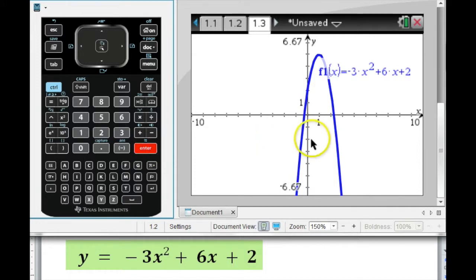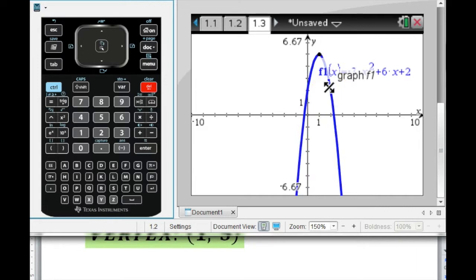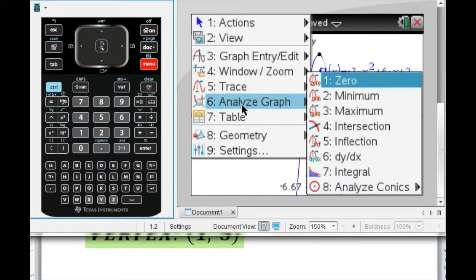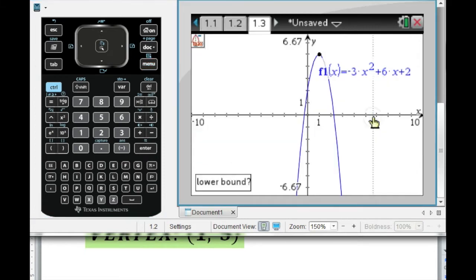And we're going to look at this graph now, and we want to try to find the vertex. And the vertex is either the highest or the lowest point. In this case, it would be the highest point because this graph is a frowny face. This opens down. So we're looking for the highest point. The way we'll do that on the calculator is by looking for the maximum, the very maximum point on this graph. So we'll go to our menu button, and this drops down a menu for us. We want to go to Analyze Graph. And we're looking for the maximum, because this one is a frowny face. If this one were a smiley face, we'd be looking for the minimum. Now down here in the lower left-hand corner, it says lower bound.